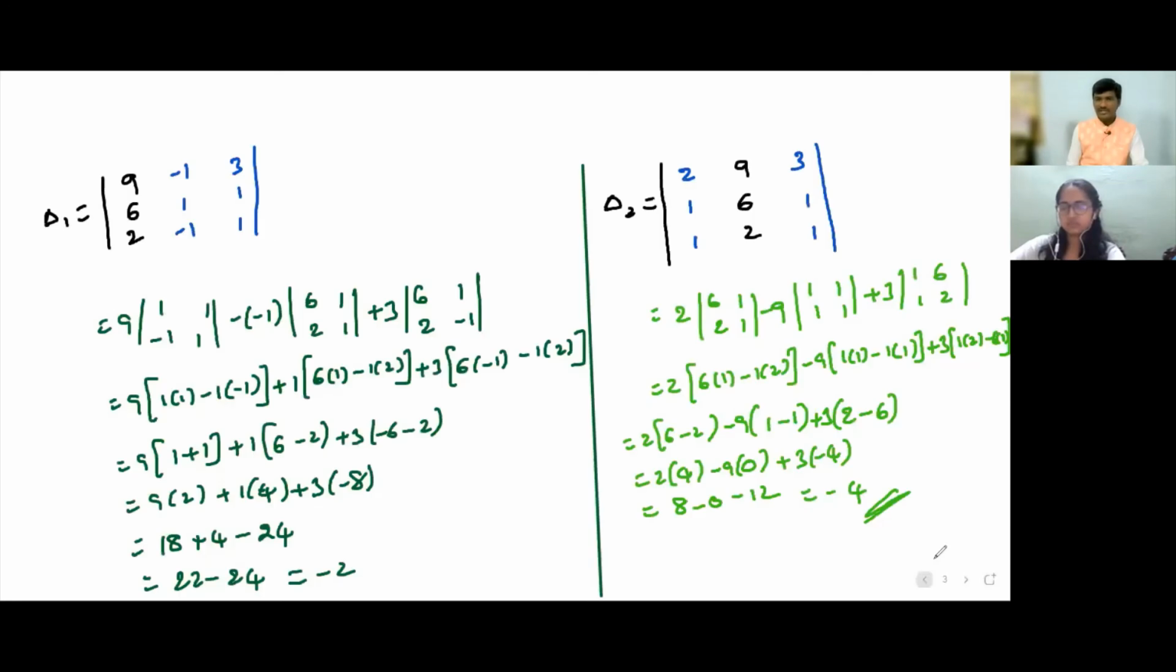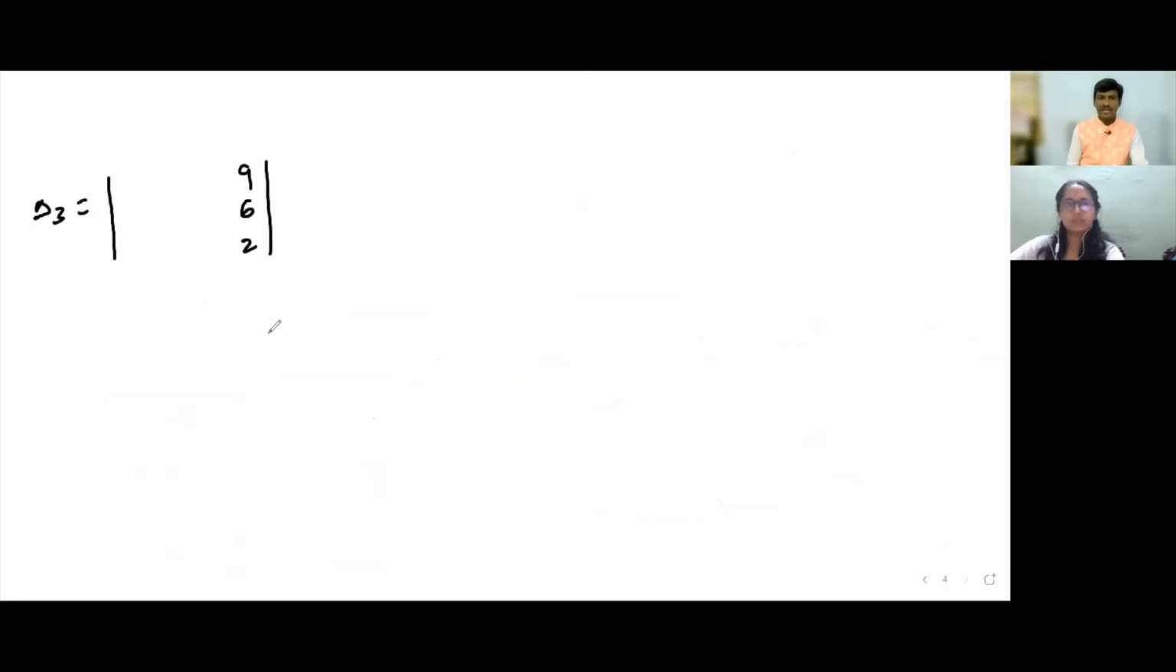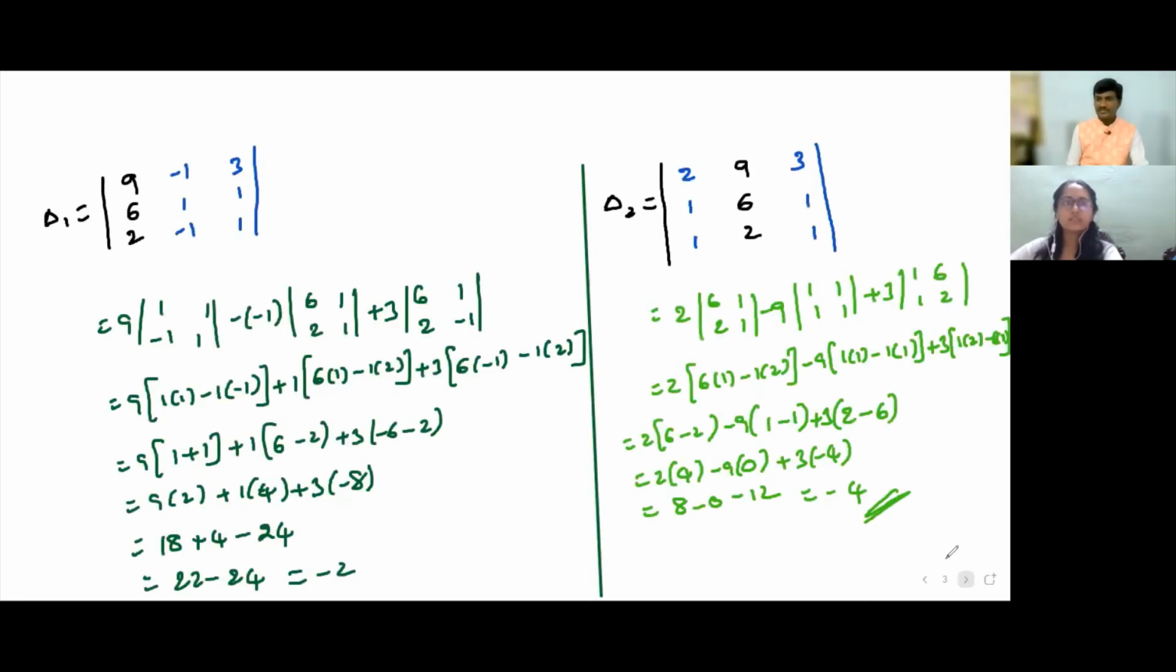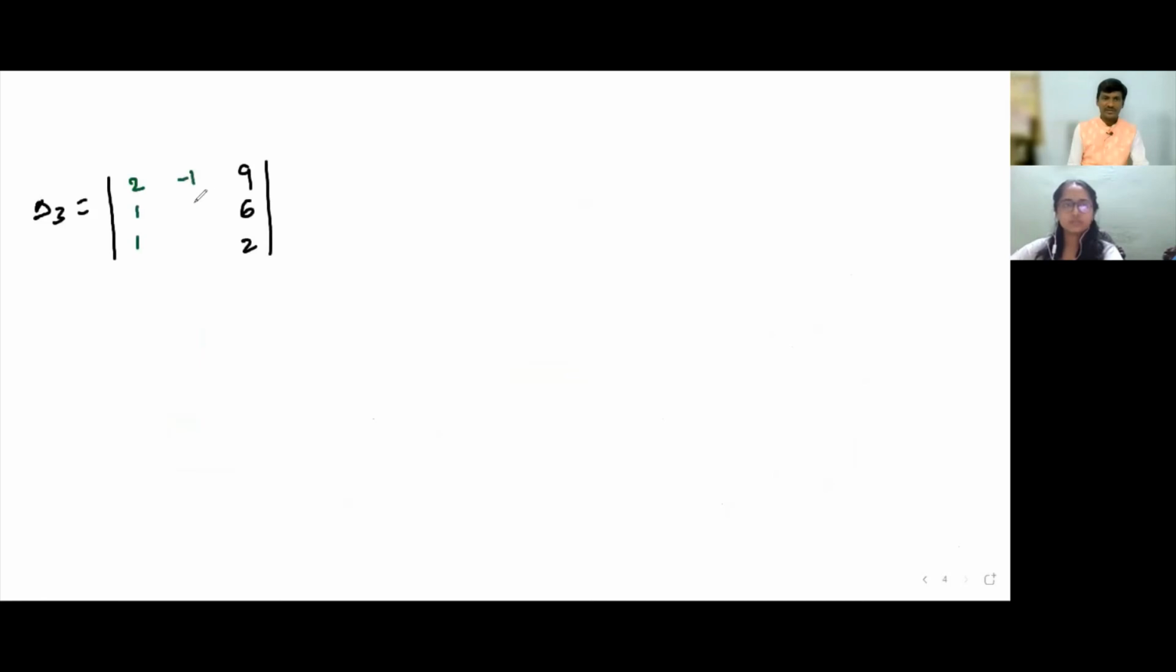After getting this, now we are going to find delta 3. How to get delta 3? We write 9 6 2 in place of the third column. The first column 2 1 1 is as it is, and the second column, minus 1 1 minus 1, is as it is. Now we find the determinant of this.